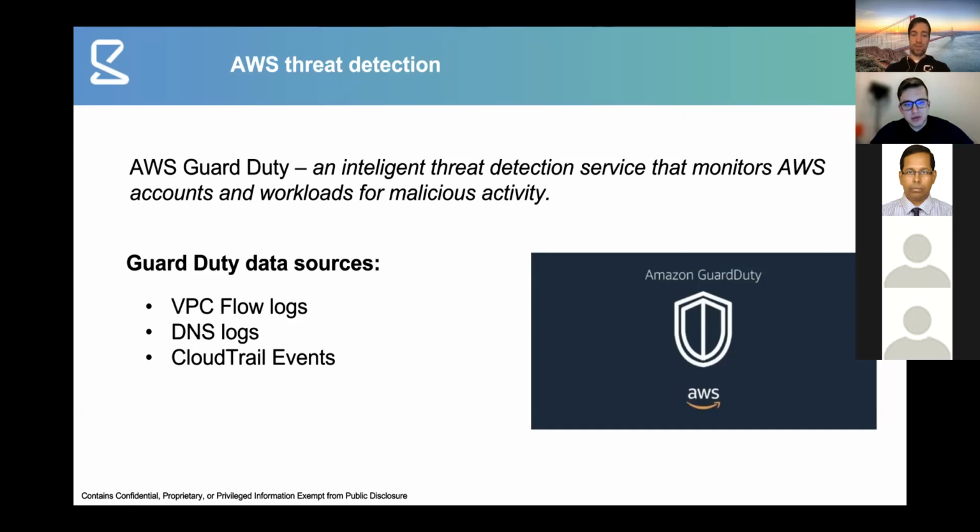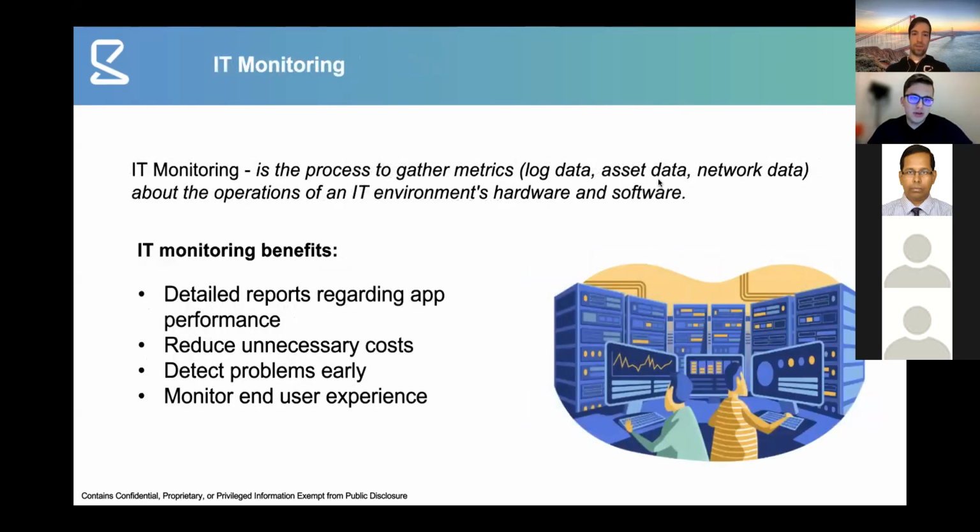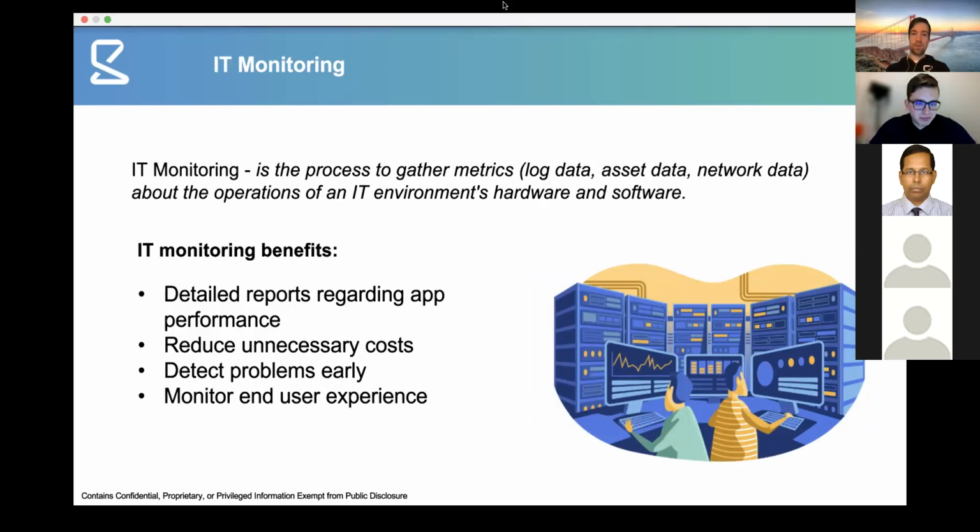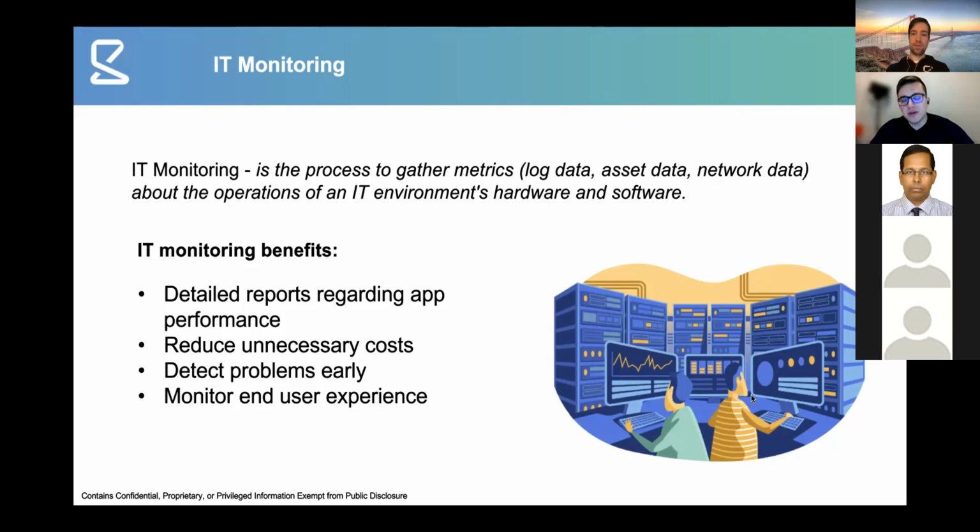Now let's go into what IT monitoring is. IT monitoring is the process of gathering metrics about the operations of an IT environment, hardware and software. These metrics can be log data, asset data, and network data. Log data can be just some logs from an application. Asset data are metrics from workloads, for example, the CPU usage, network usage, and RAM usage. And the network data is basically the logs from the network traffic.